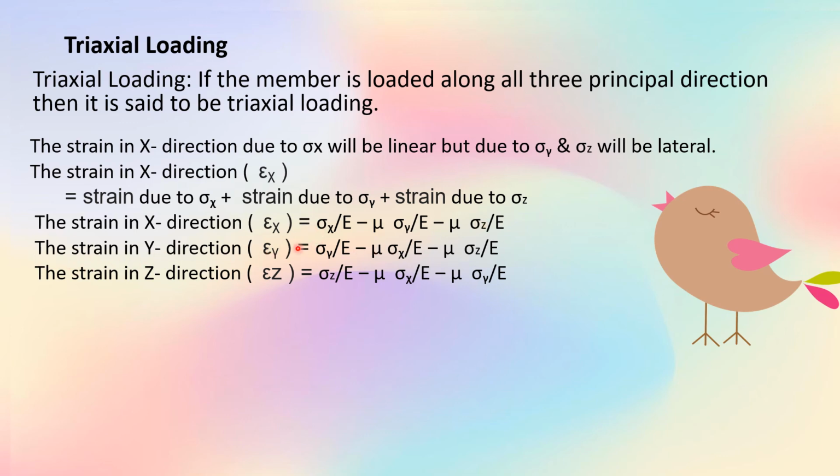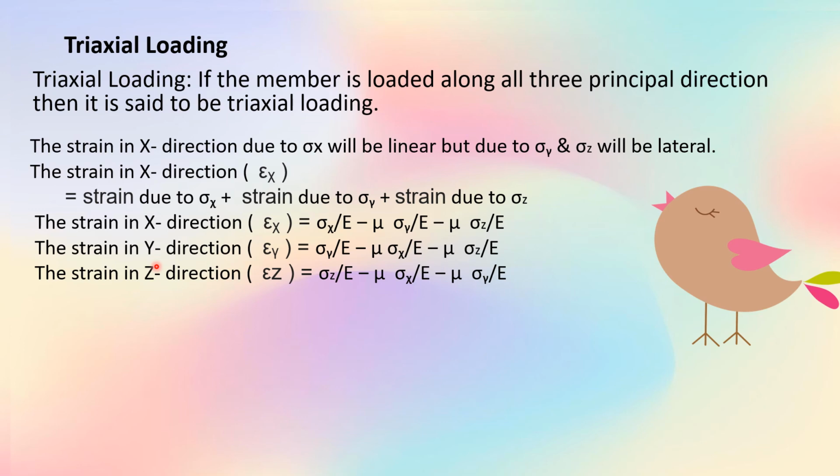Similarly, strain in y direction epsilon y, when we want to calculate, now sigma y upon E is the linear. So first we will take this sigma y upon E. This is linear. Lateral will be sigma x and sigma z. So minus mu sigma x divided by E minus mu sigma z divided by E. Similarly, strain in z direction epsilon z, linear strain will be sigma z upon E, and now sigma x and sigma y will become lateral, so minus mu sigma x divided by E and minus mu sigma y divided by E. This is how we calculate the total strain in XYZ direction for triaxial loading.